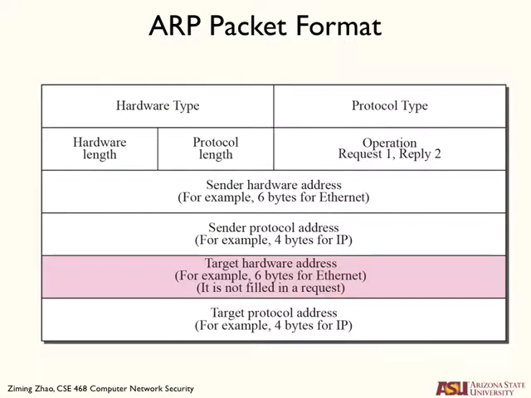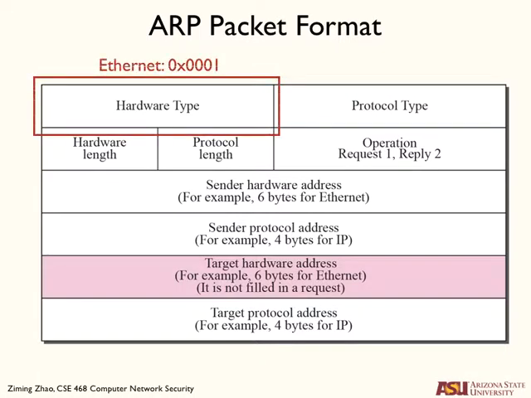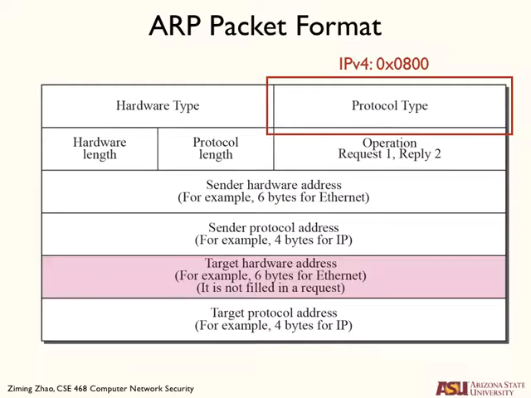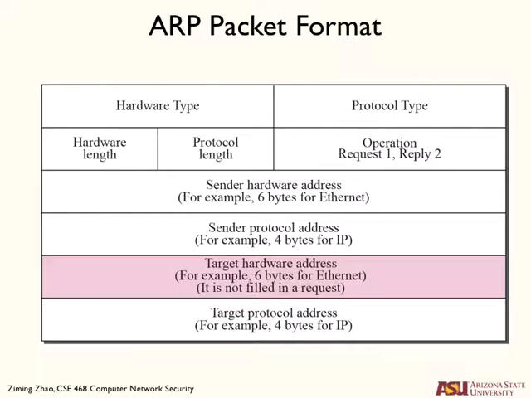So this is what an ARP packet looks like. First, we have this hardware type, which says what data link protocol we are using. If we are using Ethernet, this will be 1. And the protocol type means the upper layer protocol, above the data link layer, so which network protocol we are using. If we are using IPv4, it will be 800 in hex.